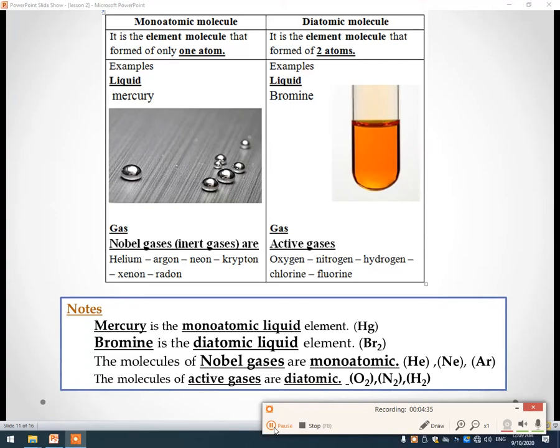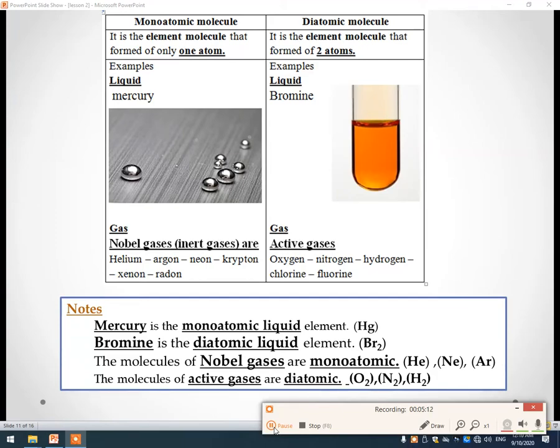You have to know that all active gases are diatomic molecules, like oxygen, nitrogen, hydrogen, chlorine, fluorine. For example, oxygen is written O2. Why 2? Because it consists of two atoms, a diatomic molecule. But for example, helium is monoatomic, so it is written He, not He2. Why? Because helium is monoatomic, consisting of only one atom, He.